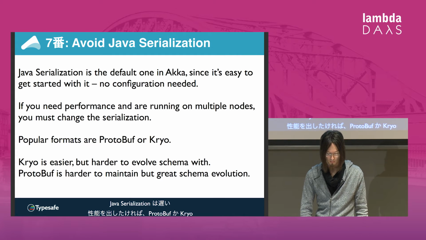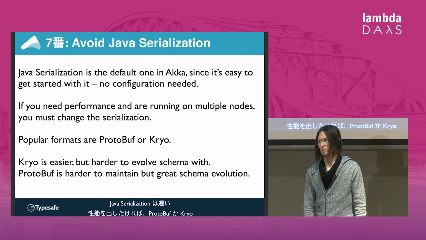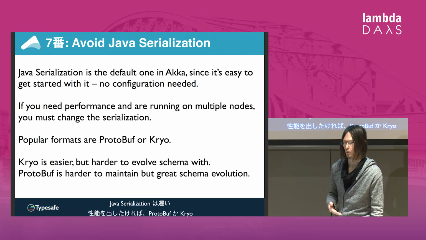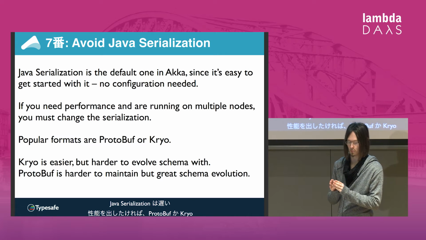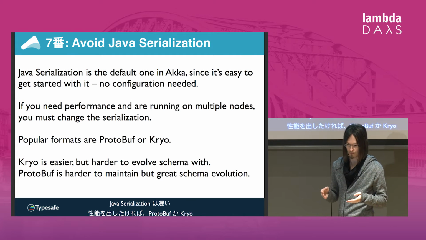Now the problem is people don't change the default once they go to production, and then they claim, ooh, Akka is so slow. Well, it's not Akka that is slow, it's like 90% of your time is being spent in Java serialization. That is slow.